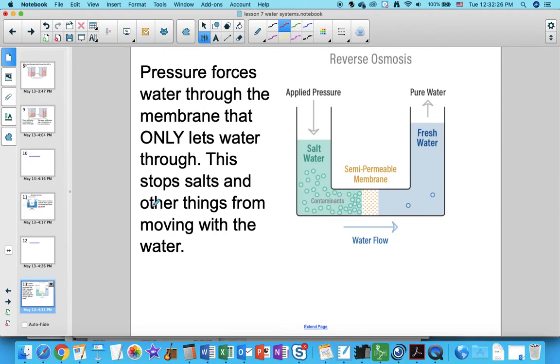Pressure forces water through the membrane that only lets water through. This stops salt and other things from moving with the water. Again, the salt is stuck, blocked off by this membrane, while as pressure increases, the water is being pushed and forced out into the side, allowing the fresh water through and leaving the salt behind.